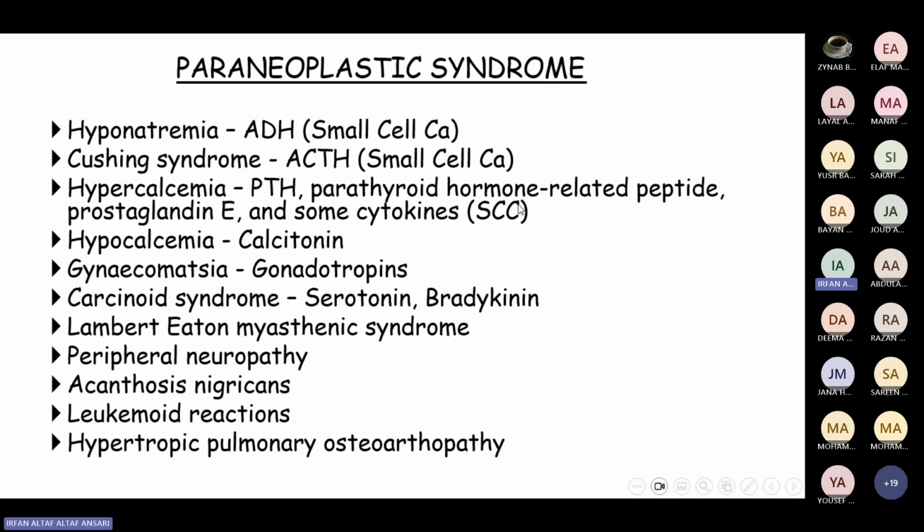To remember which tumor causes which, it is very important to know that hypercalcemia is always associated with squamous cell carcinoma, and small cell carcinoma, okay, causes hyponatremia and Cushing syndrome.